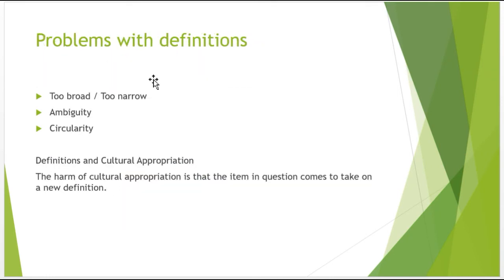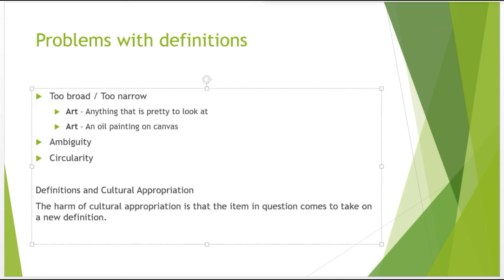Okay, so definitions can have some problems. They can be too broad or too narrow. They can be ambiguous themselves, and they can be circular. These are just some general issues to look out for. So a broad definition is one that is going to include too many examples, things that aren't really that item that we already kind of know. So let's take an example here.